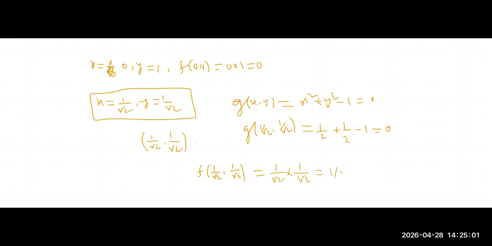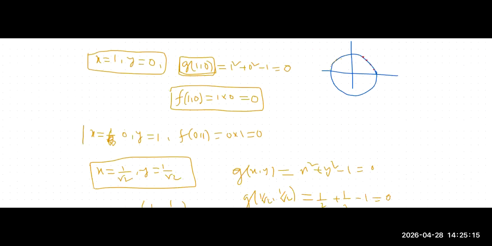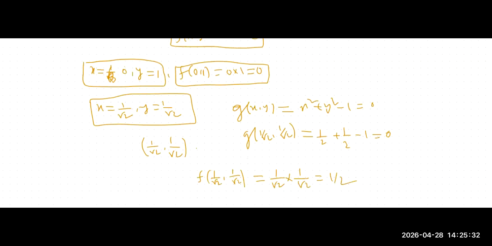So in the first case, when we inputted x equal to 1, y equal to 0, this is a point from our constraint and our functional output is 0. When we inputted x equal to 0, y equal to 1, our functional output is also the same, which is 0. And in the third case, x equal to 1 over root 2, y equal to 1 over root 2, this point also lies on our constraint or restriction, but in this case our functional output is half.